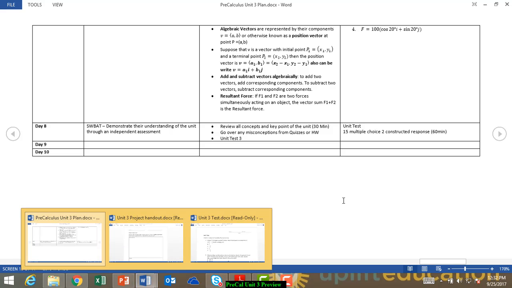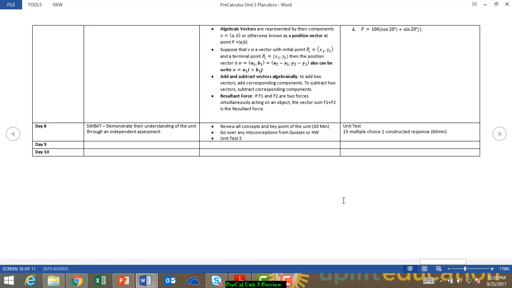And also with the project, try to make it inclusive and make it fun for the scholars and go outside.